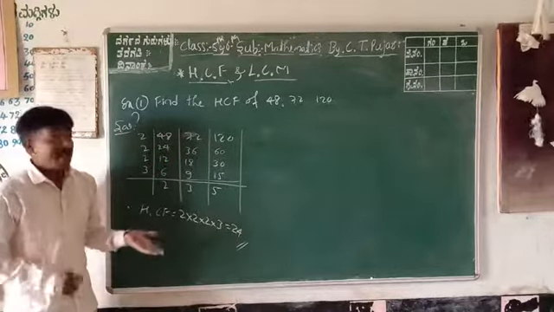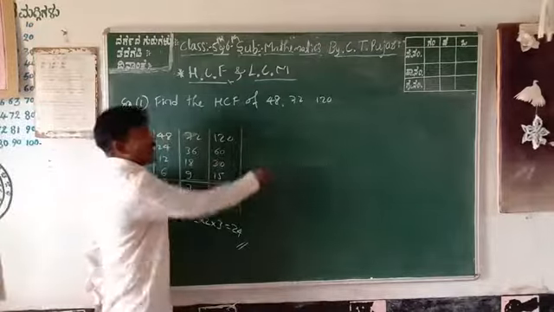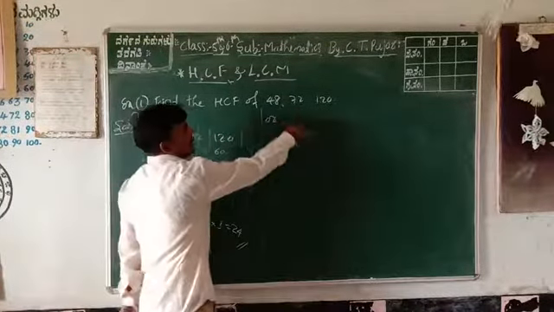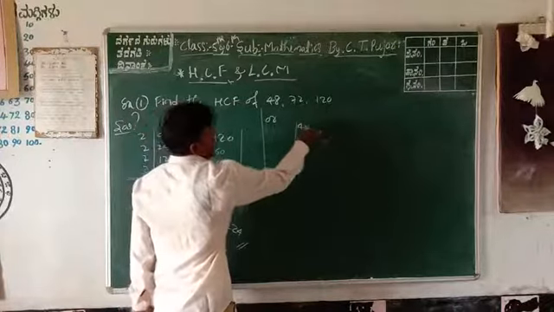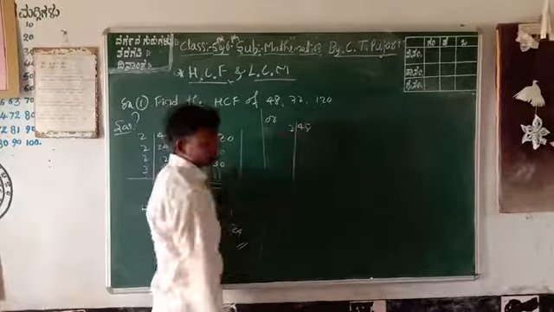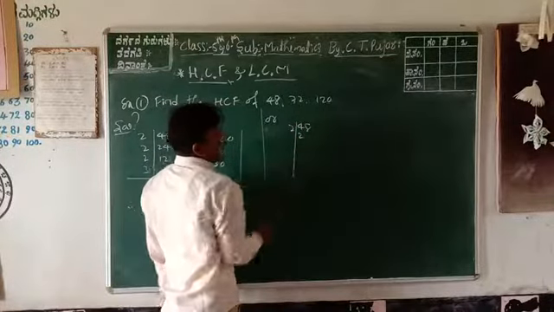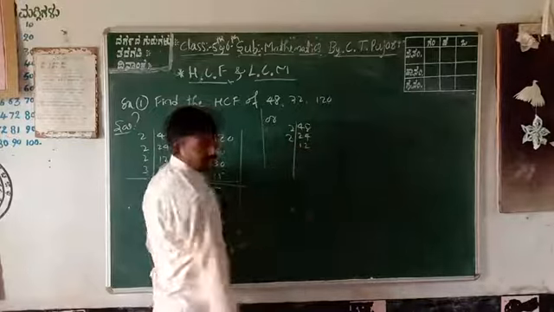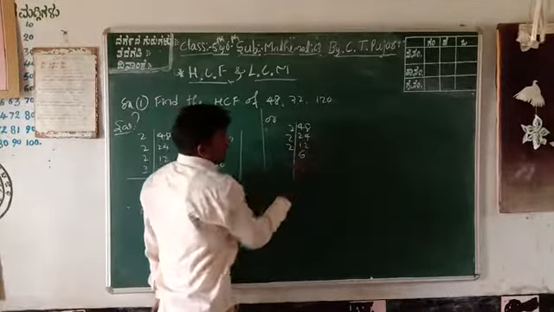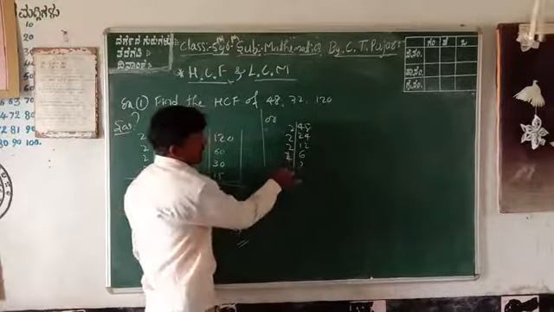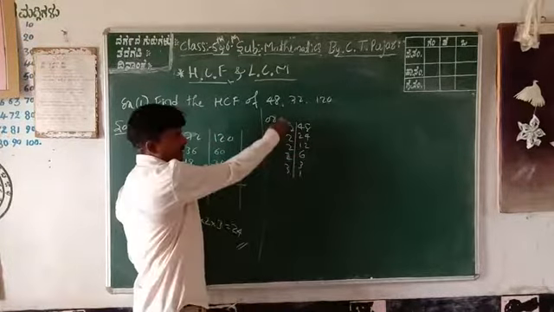Another method is prime factorization. What is the prime factorization method? We find the factors of 48. 2 2s are 4, 2 4s are 8, 2 12s are 24, 2 6s are 12, then 2 3s are 6, and 3 1s are 3. These are the factors.